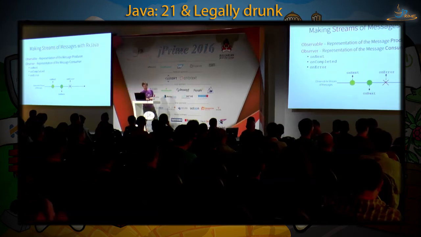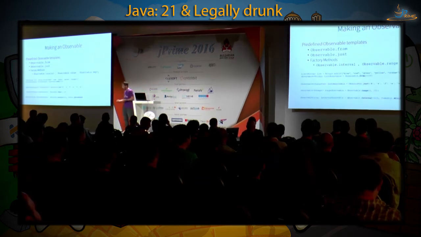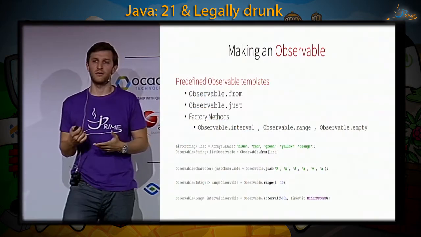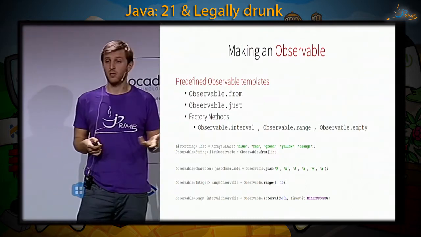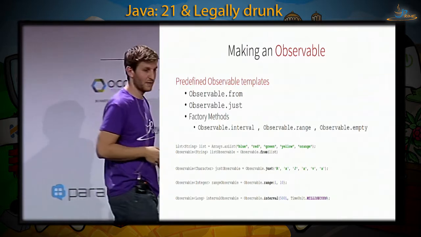Okay, so now that we know how this producer-consumer thing works, let's try and implement a producer, or in RxJava terms, an observable. Well, first of all, there's a whole bunch of predefined methods for that, you know. The observable class alone has more than 300 methods, you know, so I don't intend to go through all of them, right?